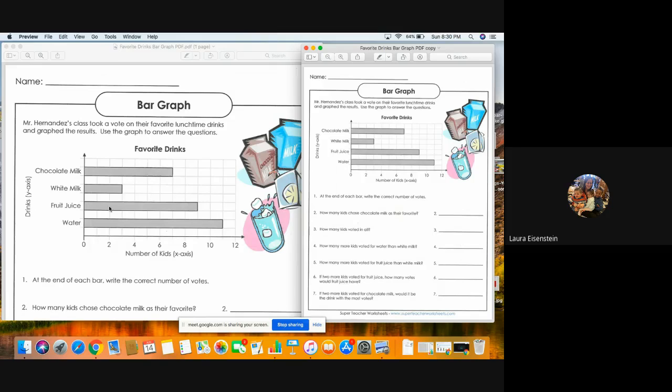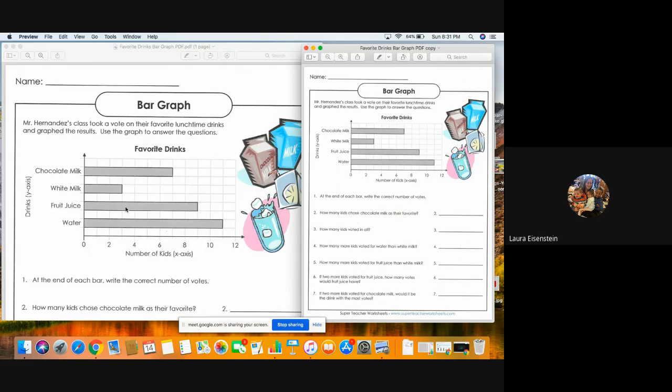So for example, if they said, how many votes would white milk have if 2 more people voted for it? I would go to white milk and I would see it has 3 votes. And I would say 3 plus 2 for the 2 more votes, and that equals 5. So you just add 2 to however many votes it has to get the answer.